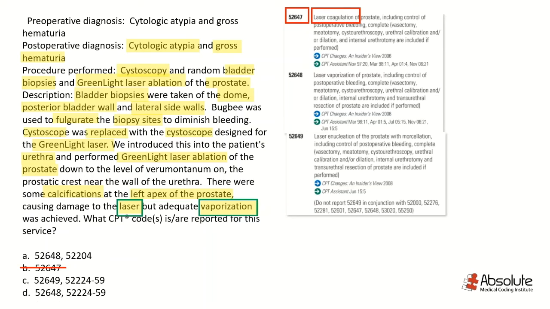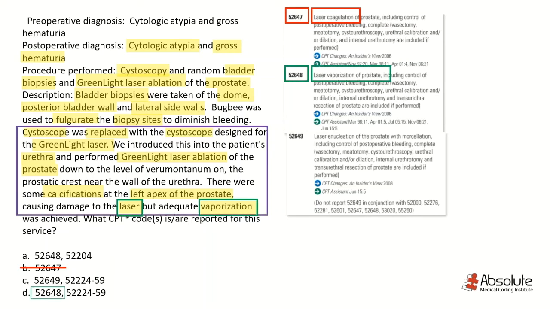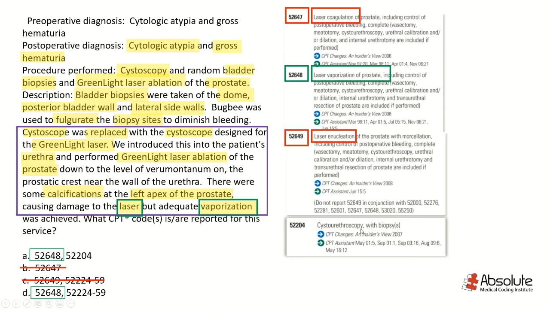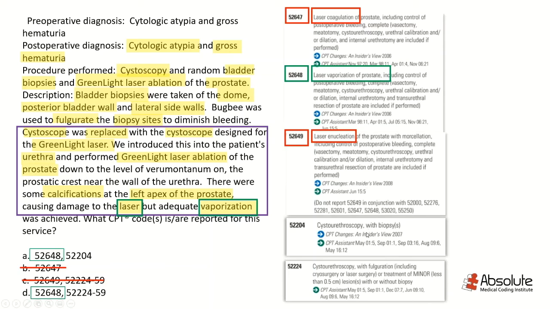What about 52648? Laser vaporization of the prostate. Yeah, that looks like good stuff because we talked about this green light laser ablation. All right, so we're going to hold our thoughts on that one and take a look at 52649. This was laser enucleation. All right, and that did not happen. So that one's gone. So we are already at A and D. So we got to take a look at these second codes here. We have 52204. This is cystourethroscopy with biopsies. And then we have 52224, cystourethroscopy with fulguration.